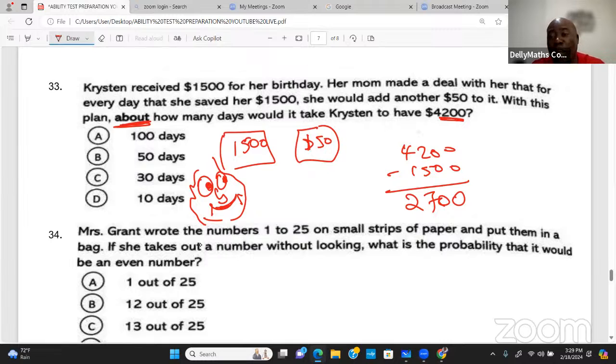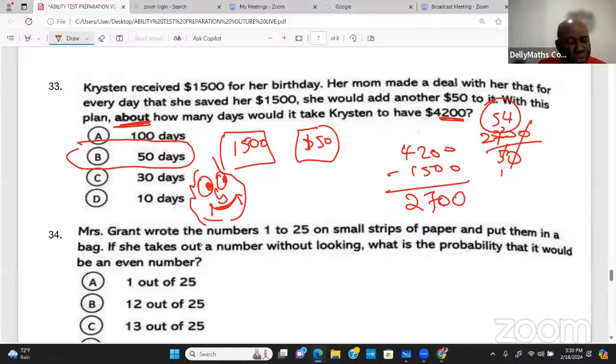So right now, what you could do is divide this quickly by 50. Divide this by 50 and put 5 into this, 5 into that, 5 into this, 4. So it's going to take about 54 days, roughly 54 days. So what you want to do now is look to see which one of these would make sense to us. We're talking about 54 days, and this is about 50 days. Yes, I'll go with about 50 days.